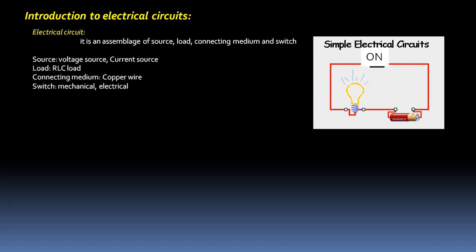The commonly used connecting media for house wiring is copper wire. In transmission lines, they will use conductors of ACSR, aluminum conductor steel reinforced, and solid conductors and stranded conductors. So they are used in the transmission lines. That is the connecting medium. And the switch might be a mechanical switch or a power semiconductor switch. Different types of power semiconductor switches are also there. So this is a brief view of an electrical circuit, a combination of the four parameters.